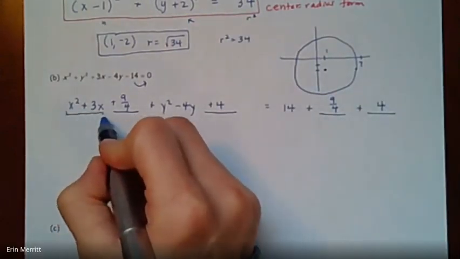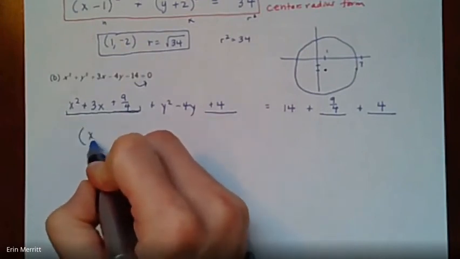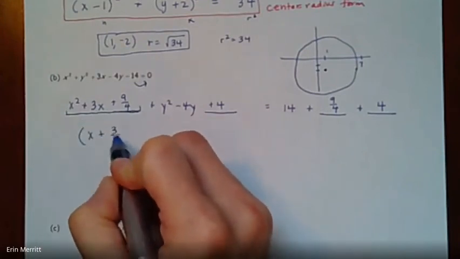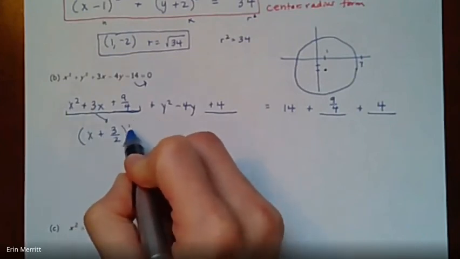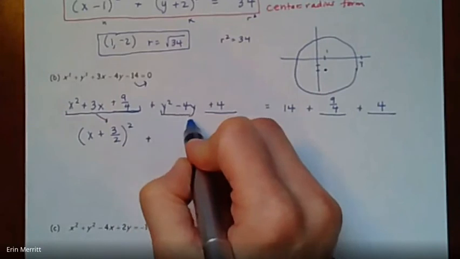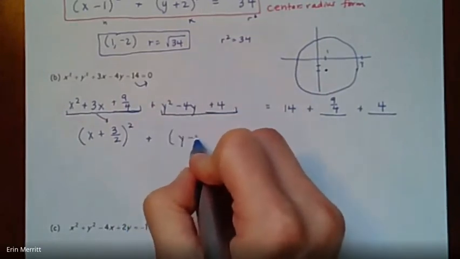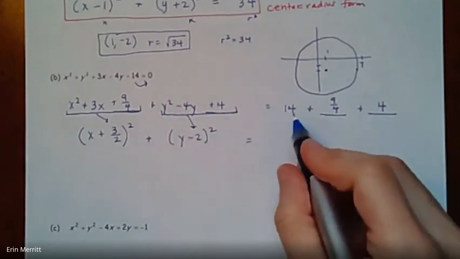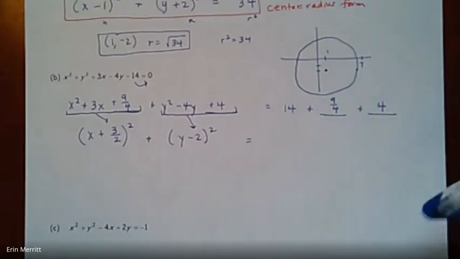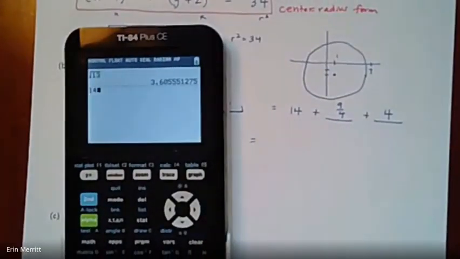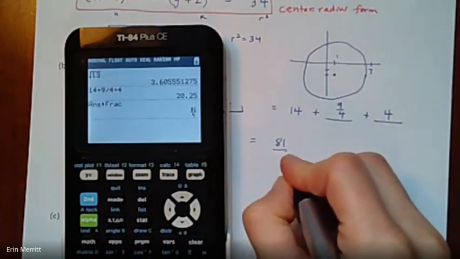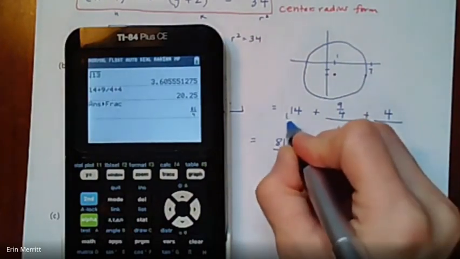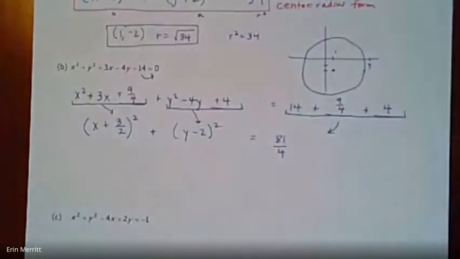Okay. Factoring time. This factors into x plus half of the B term. So x plus 3/2 squared. This one, same thing. Y minus 2 squared, because that's half the B term. All right, over here, 14 plus 9/4 plus 4. If you're not feeling your mental math, grab a calculator. Right, that'll give me 20.25, or I can convert it to a fraction and get 81/4. So add all of that together and bring it on down.